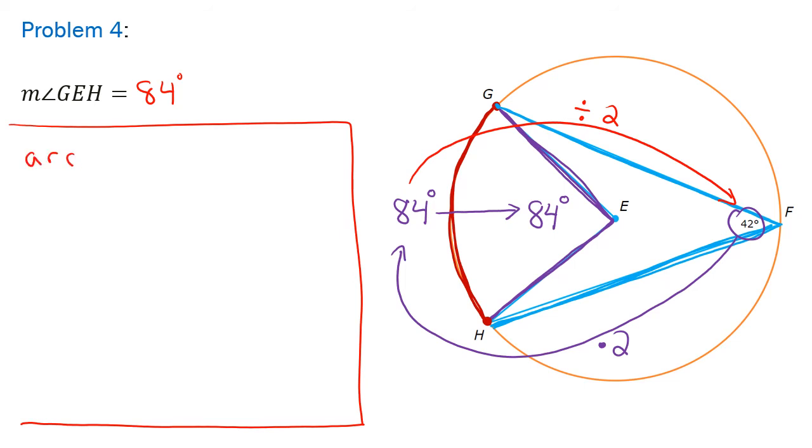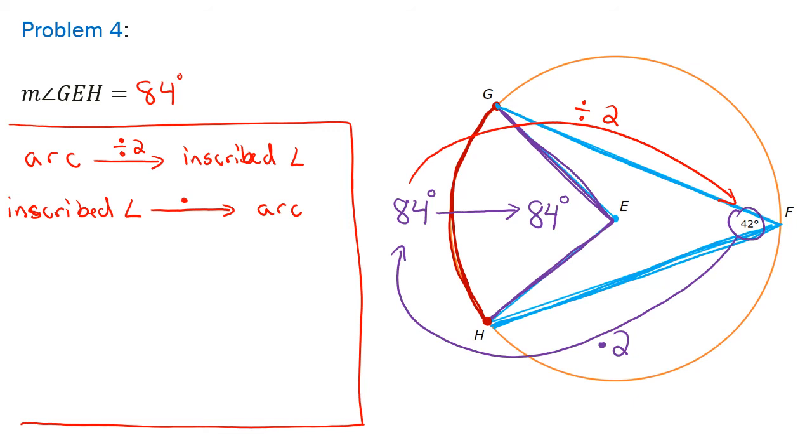Arc going to the inscribed angle, you need to divide by 2. If you have the inscribed angle going to the arc, you're timesing by 2.